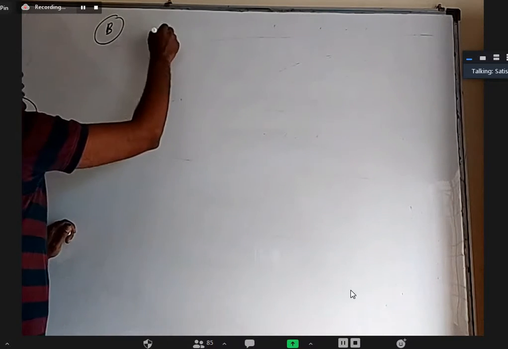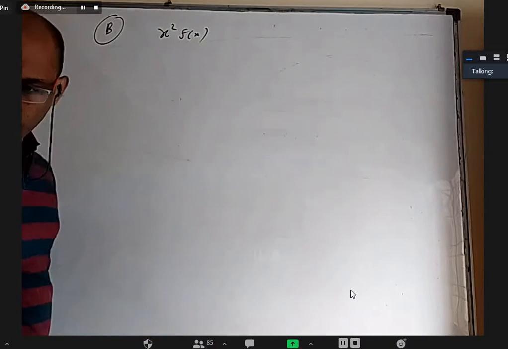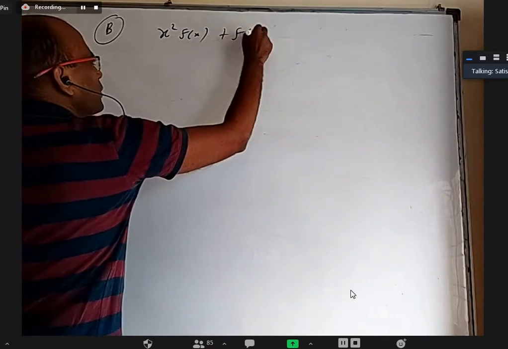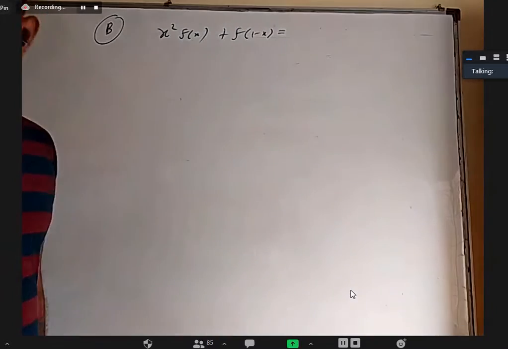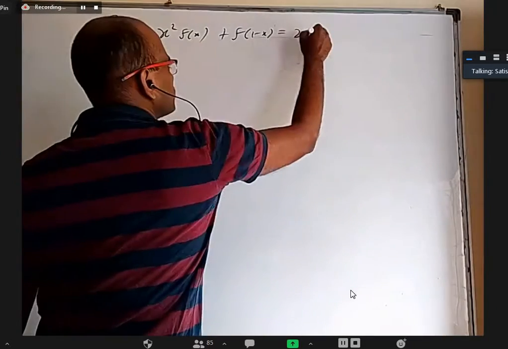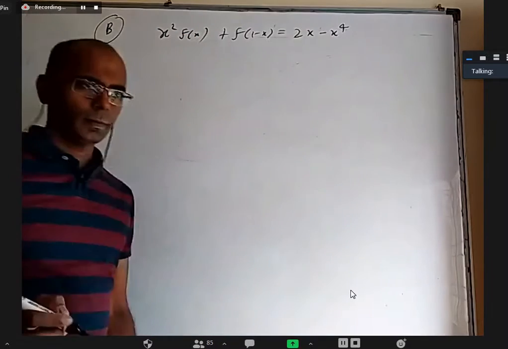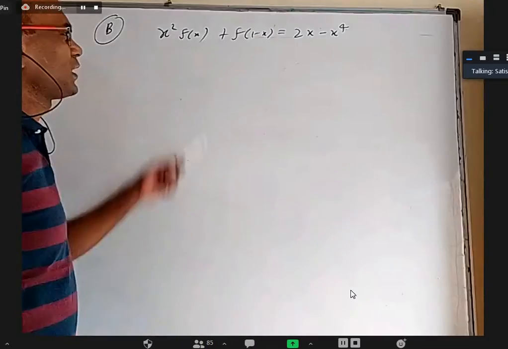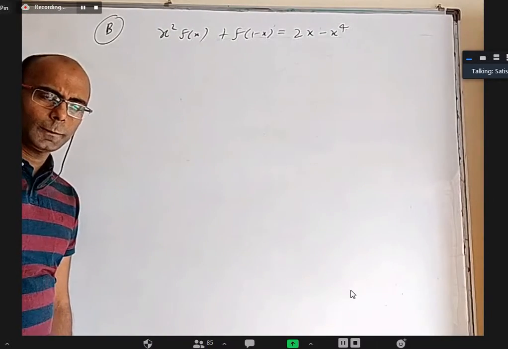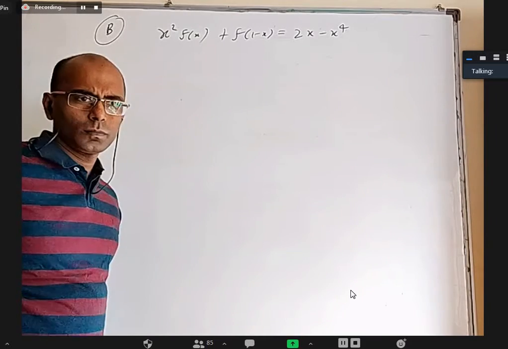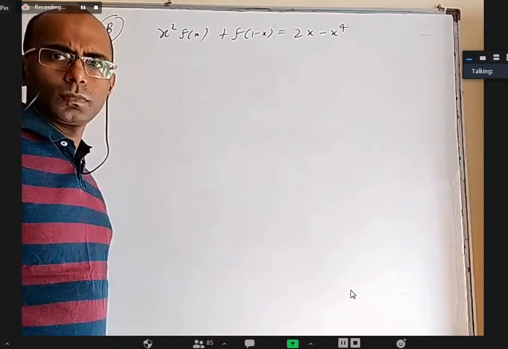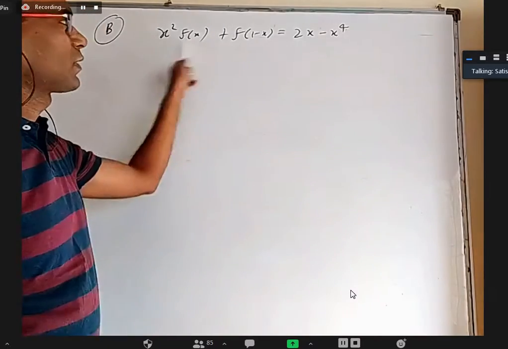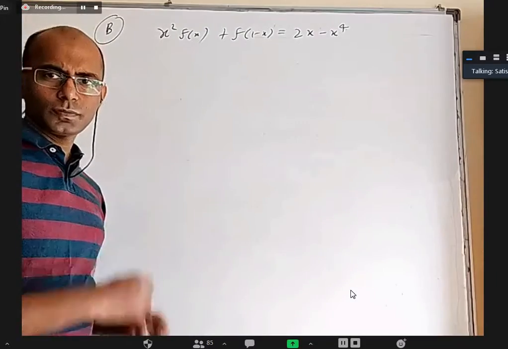Okay, let us see part d. x square f of x plus f of 1 minus x equal to 2x minus x power 4. They wanted f of 2. Anybody want to give me an idea how to find f of x from this? If this kind of equation is given, how to find f of x from this?